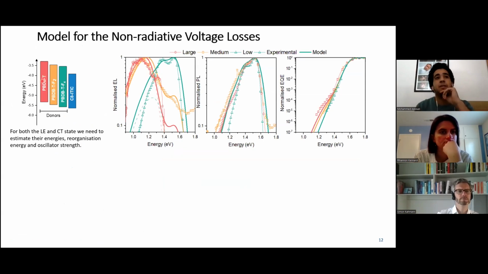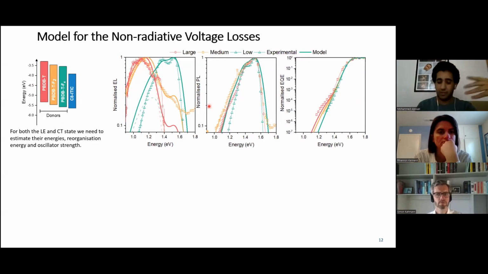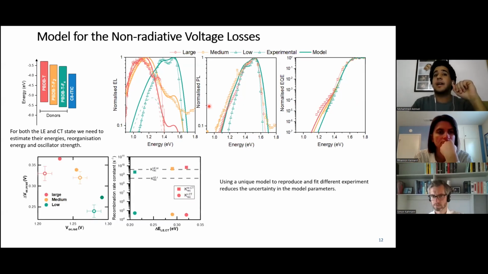So here, going back to the same 3 donor polymers blended with C8-ITEC as an acceptor, what you can see is that we can use this model to simulate electroluminescence, photoluminescence, and EQE at the same time. These 3 are simulated using the same set of parameters for both the LE and CT state. And at the same time, we can use this to reproduce the voltage losses and estimate the rates for radiative and non-radiative recombination.